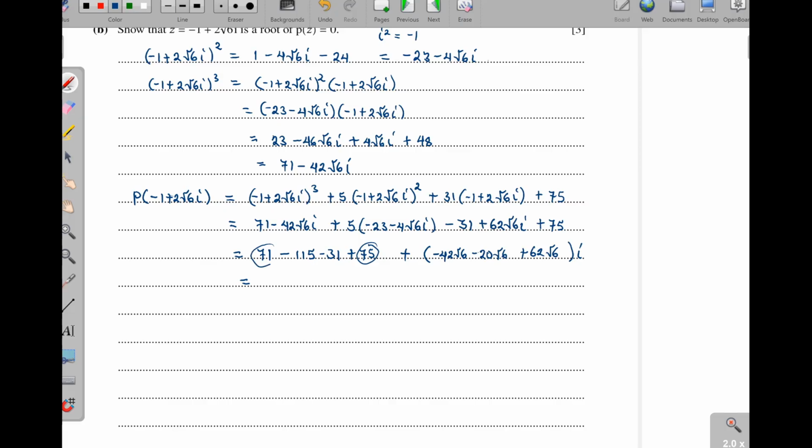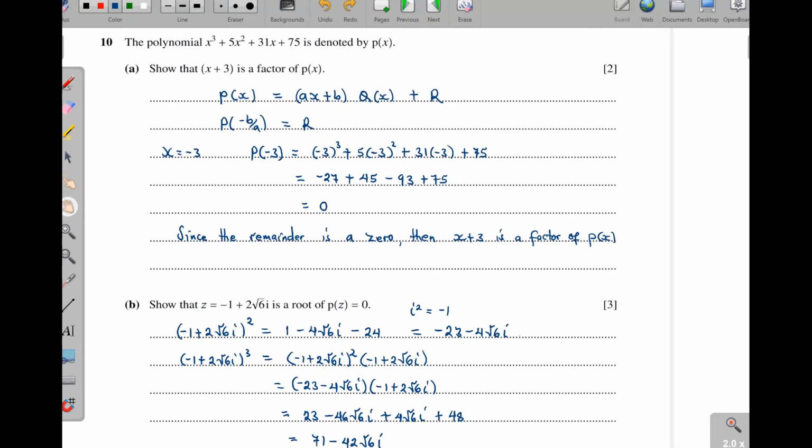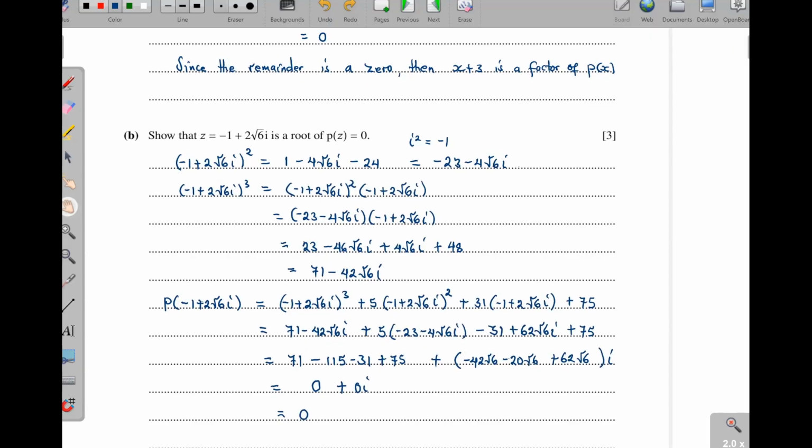Of course, 75 plus 71, that is 114. No, 146. And even this one is 146, a negative, so that means we are having a 0 here. And then minus 42 root of 6 minus 20 root of 6, that will be minus 62 root of 6, and this is plus 62 root of 6. That means we shall have 0i. Okay, so in other words, we are getting a 0. So we are also getting a remainder of 0 when we substitute this one in the P of x. So that means that one is also a root.